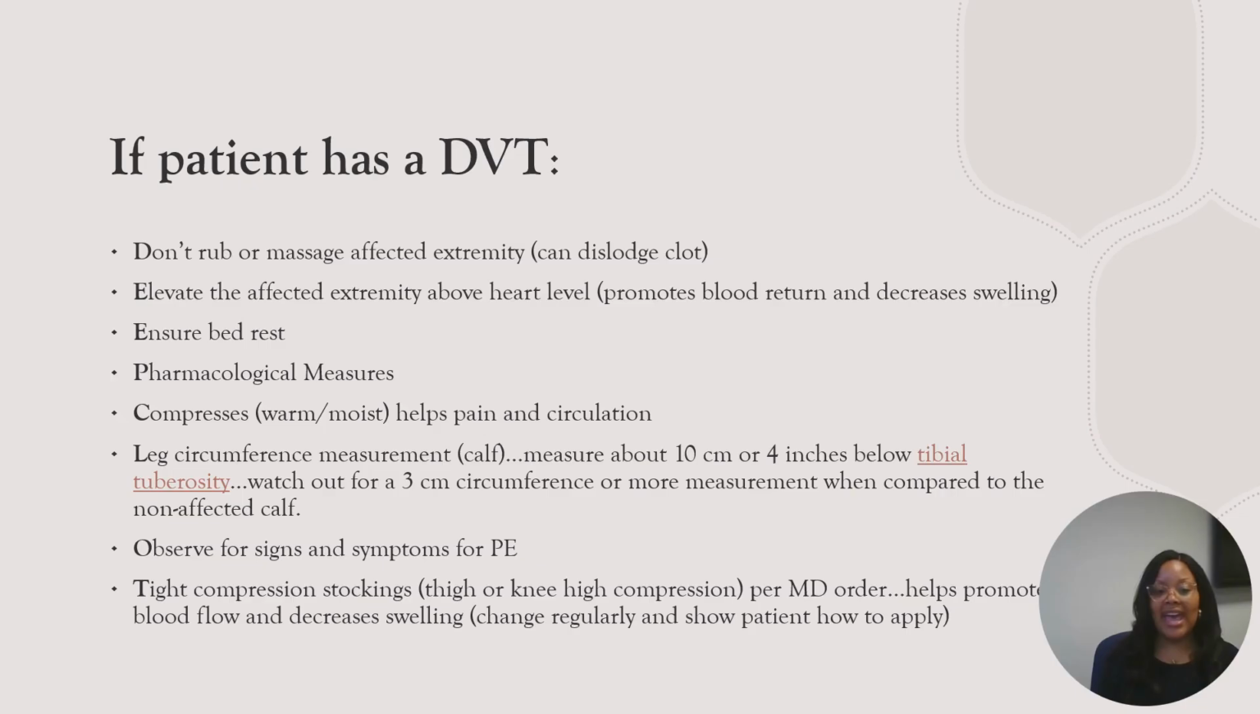So if your patient has a DVT, you want to make sure that you do not rub or massage that affected extremity, because you can dislodge the clot. And if you dislodge the clot, it could go to their lungs, which could cause a pulmonary embolism. So we want to elevate the affected extremity above the heart, because elevating above the heart does what? It promotes blood return and decreases swelling. Ensure bed rest. We're going to get the pharmacological measures, so that patient will be on heparin or Lovenox.